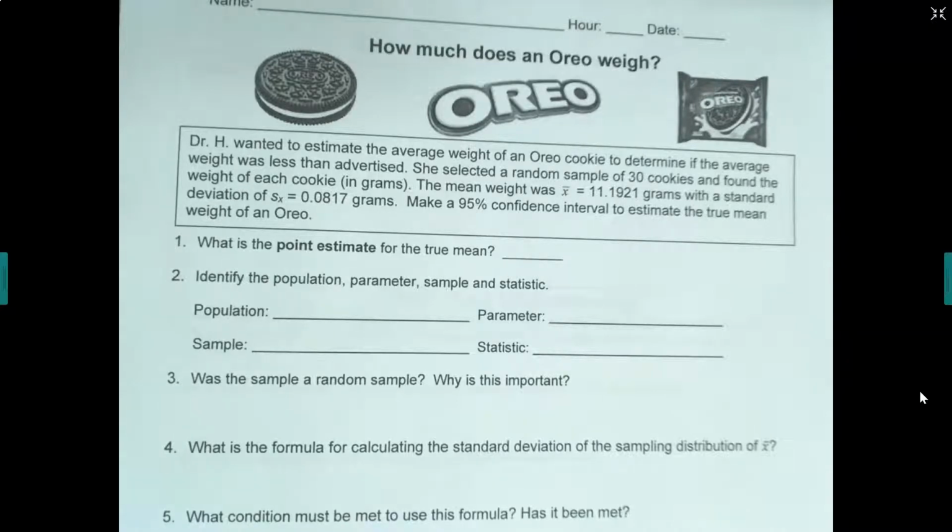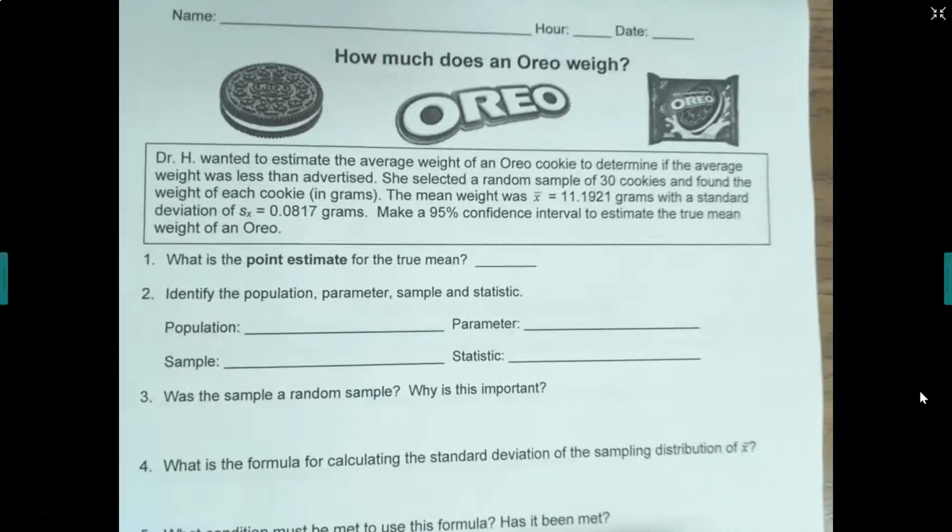Today's scenario is, I wanted to estimate the average weight of an Oreo cookie to determine if the average weight was less than advertised. I selected a random sample of 30 cookies and found the weight of each cookie in grams. The mean weight was x bar equals 11.1921 grams with a sample standard deviation of 0.0817 grams. We're going to make a 95% confidence interval to estimate the true mean weight of Oreos.